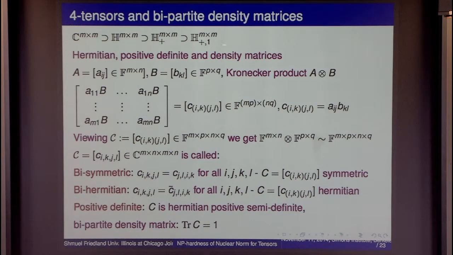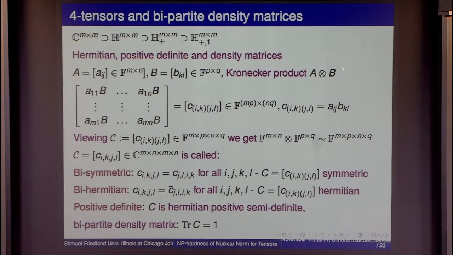And the reason is very simple. You want the eigenvalues of the matrices to be the probabilities to be in the state. So they have to be non-negative and sum to one. Okay. Now we have Alice and Bob, so we want to take a bipartite system. So we have two matrices and we want to take a Kronecker product.